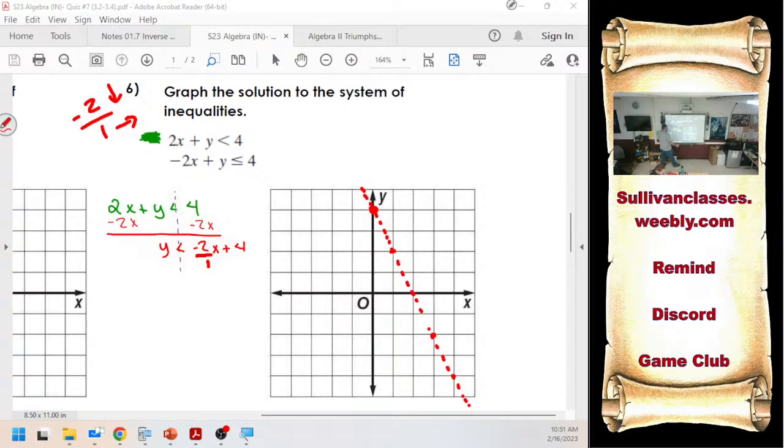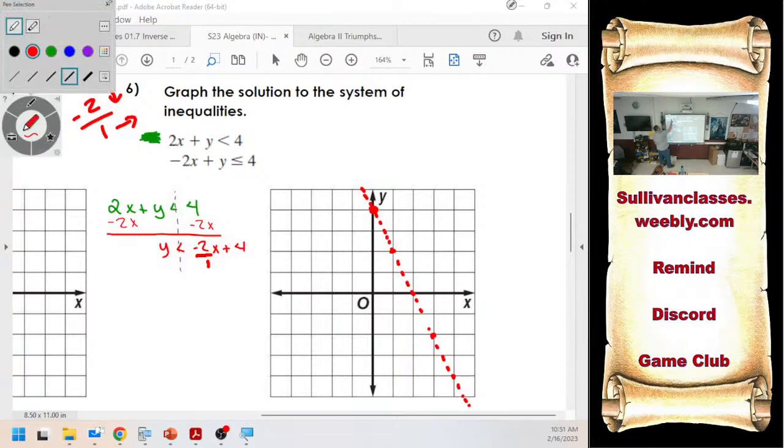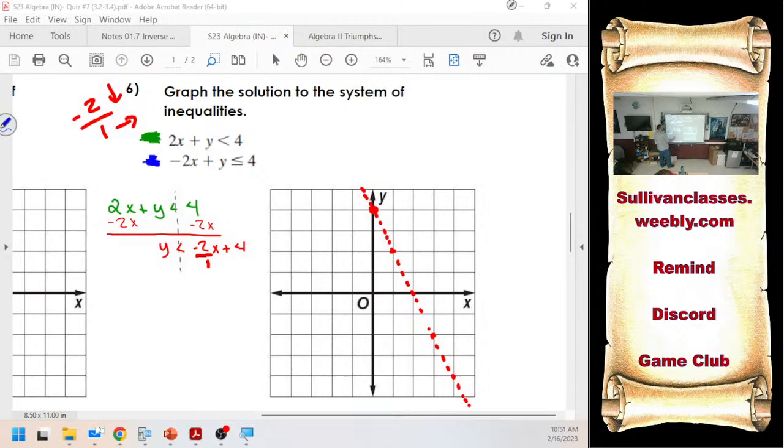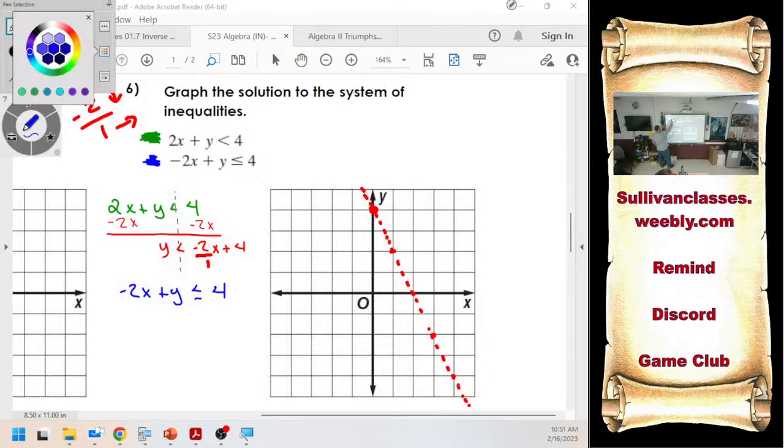Put it on auto to make millions. And then contestant number 2. I have a negative 2x plus y is less than or equal to 4. Can you already see that this one looks kind of similar, like they're cousins or something?